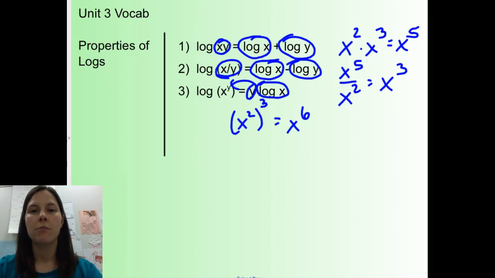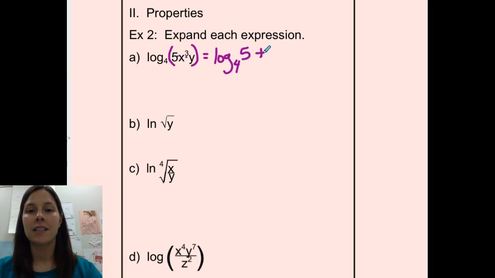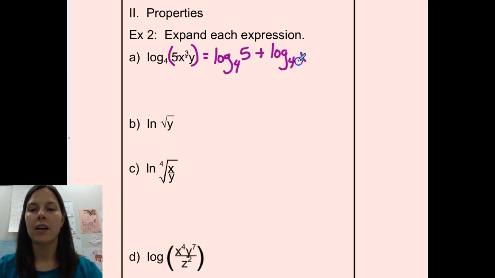We're going to use these properties to expand log expressions. Starting off, I noticed that I have log of multiplication. We expand that to addition of logs. So it becomes log base 4 of 5 plus something else needs to change as well. We can't just change the multiplying to adding. So the other thing we change is adding in extra logs. So log base 4 of x cubed plus adding in another log base 4 of y. That takes care of the multiplication.